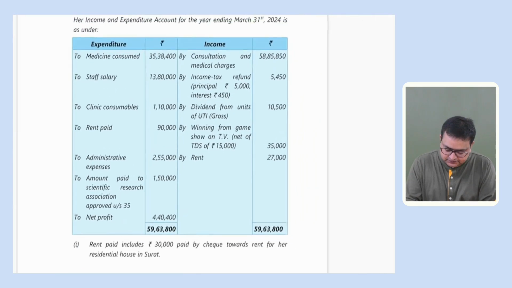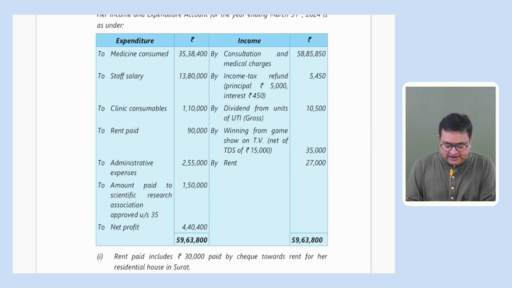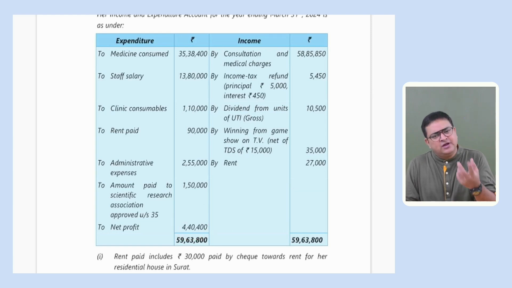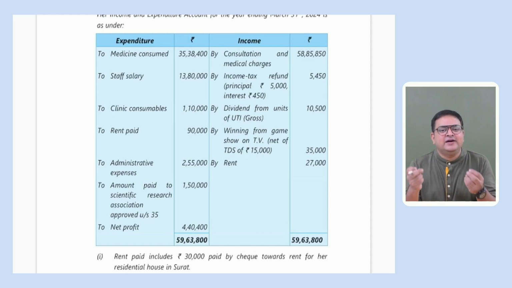Then we have a net profit. While computing your PGBP, net profit should be your starting point. In case it would have been a loss, then that should have been your starting point. So you can simply show that figure as a negative figure. That's it. No difference as such.